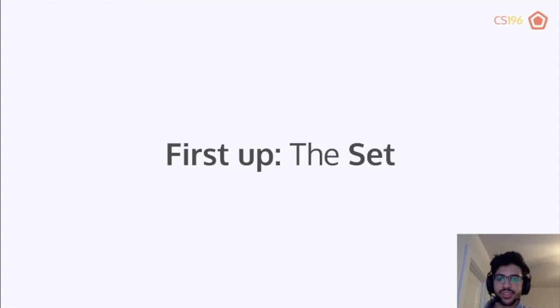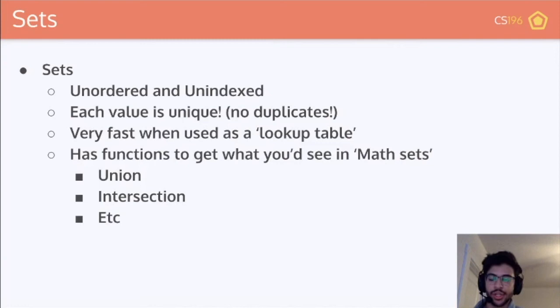What a set is, is an unordered and unindexed data structure, meaning that they don't have indices and they don't maintain the order of the things that you add to it. And each value is unique, so you won't have any duplicates when you store things in a set.